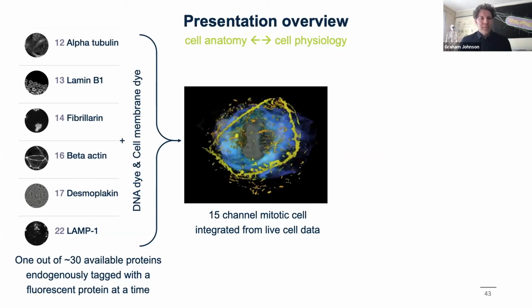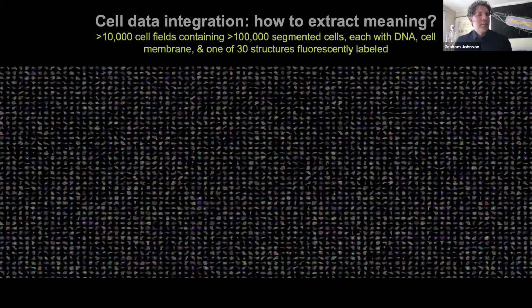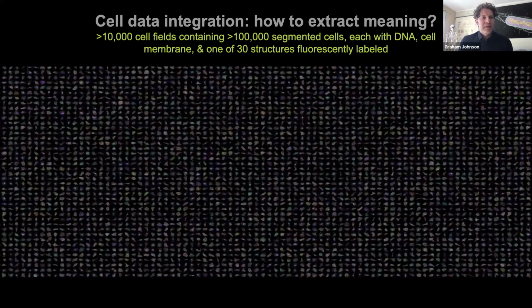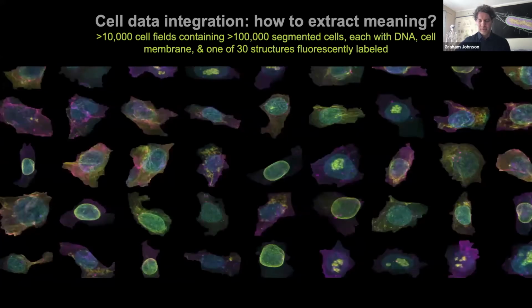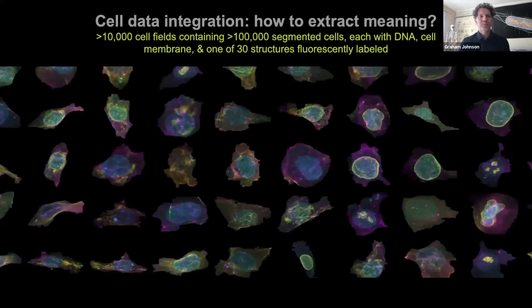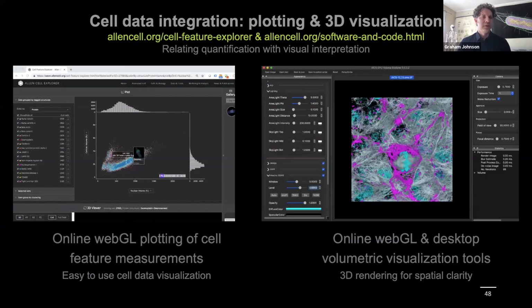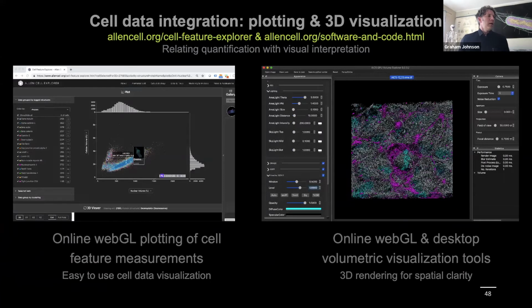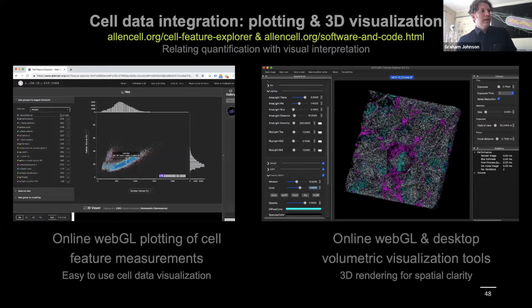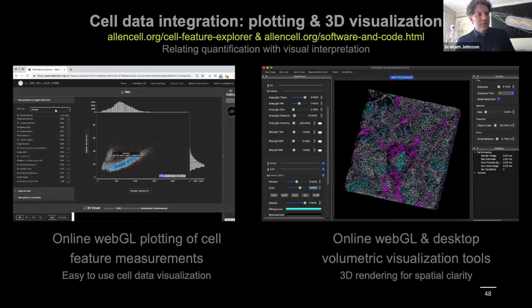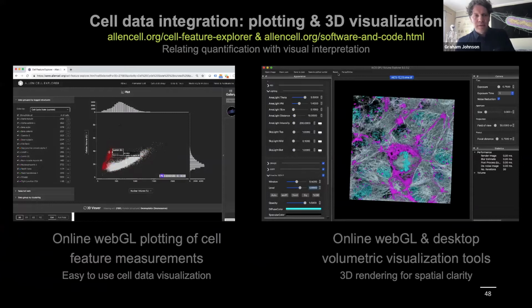So our first step towards that is our automated microscopes collect tens of thousands of cell image fields. And I'm showing a sample here of the cells that have been segmented from those fields. And the first step is to just provide access to the data for all those cells. And this is very much an introduction to some of the tools that Eric is going to describe in a few minutes. We provide both online tools and desktop tools for visualization of volumetric data.